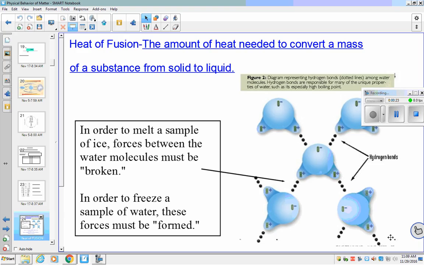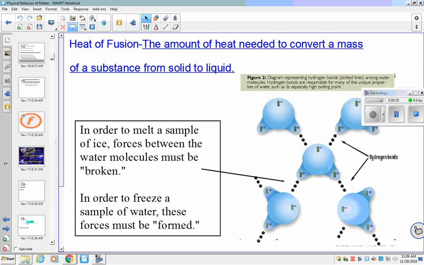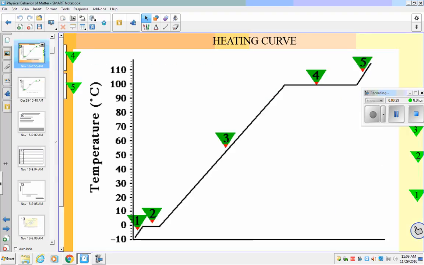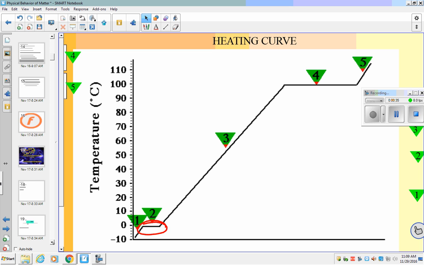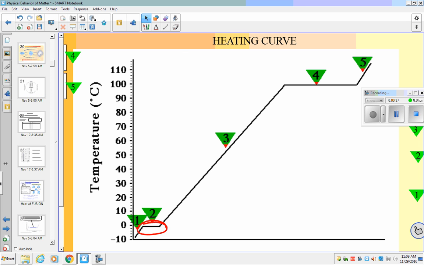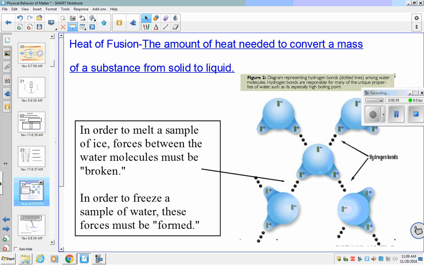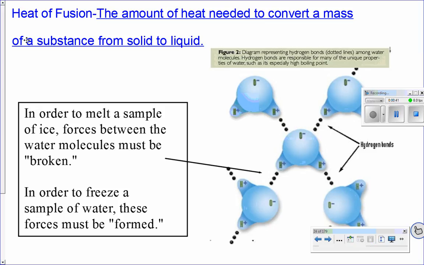You can actually see, if we just go back for a minute and take a look at a heating curve, the heat of fusion is this heat that we're putting in here when we have a phase change occurring, but we do not have a temperature change occurring. So the heat of fusion is really an amount of energy that allows for that change in potential energy, that molecular rearrangement.